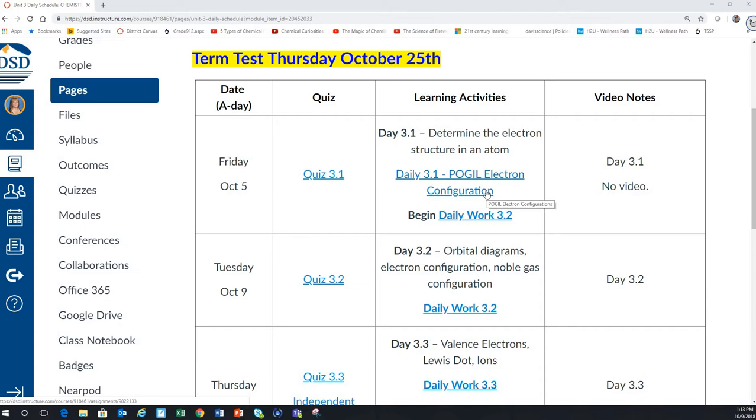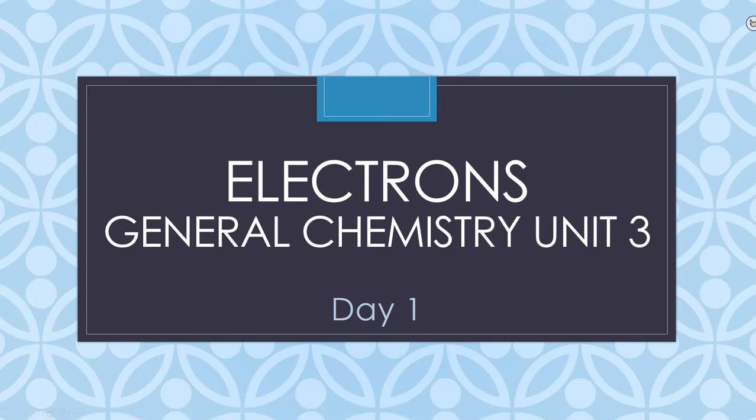So quiz 1 and quiz 2. Daily work 3.1 is your POGL that you did last time. Make sure you upload it. I passed back the ones that were handed in because a lot of them weren't finished, and it's a pain to try and get it on when it's not right there with the rubric. So I'm going to have you submit those, and we'll go with that.